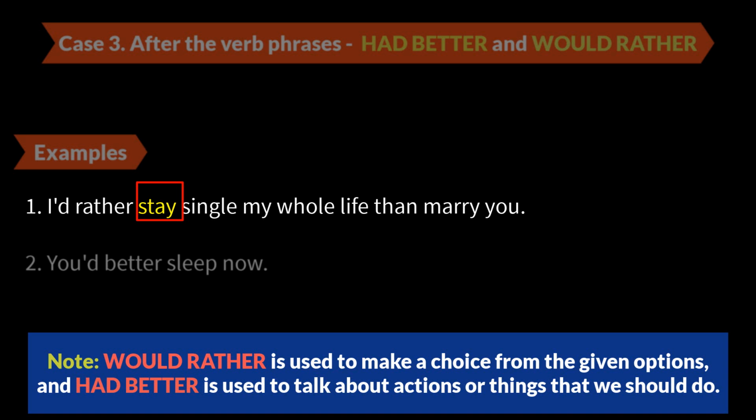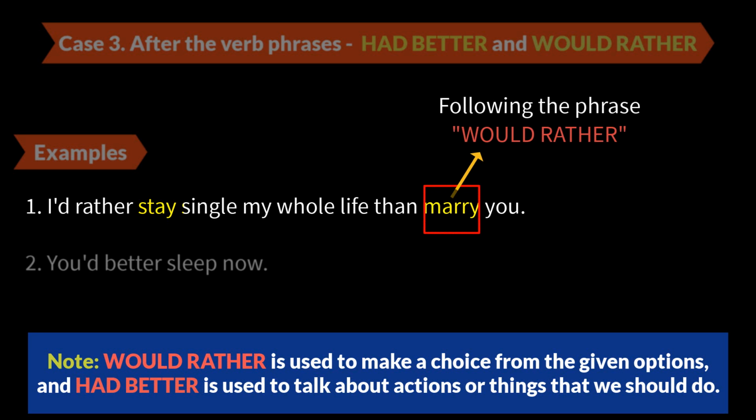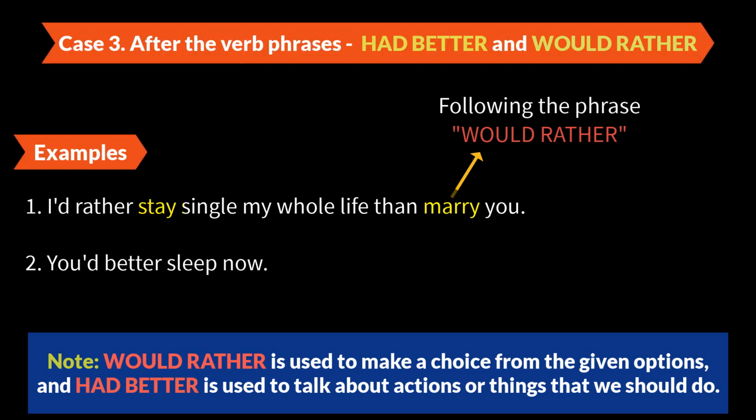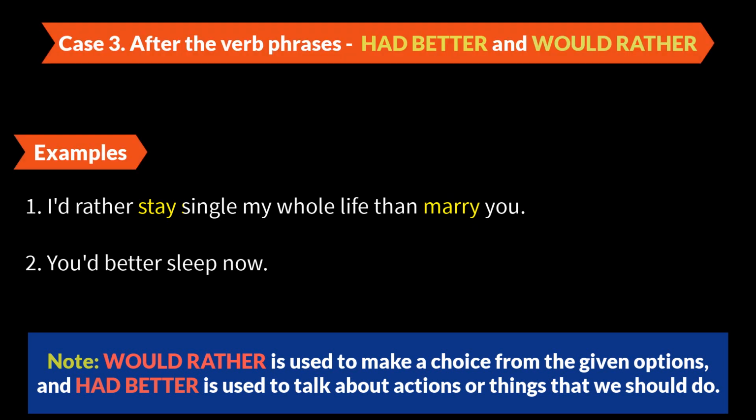I'd rather stay single. I'd rather be at my place. I'd rather not say anything. I'd rather be, right? So whatever comes after would rather is nothing but a zero infinitive. So we have two infinitives here. I'd rather stay single my whole life than marry you. Marry is also a zero infinitive here. Okay. Let's look at the next example.